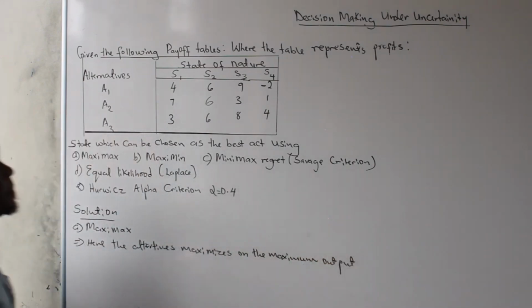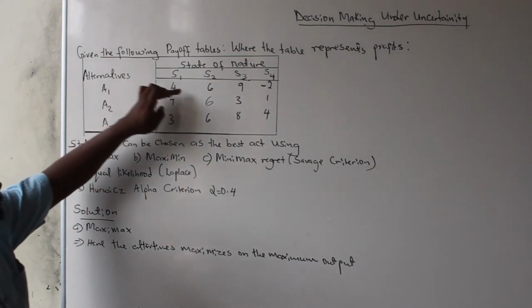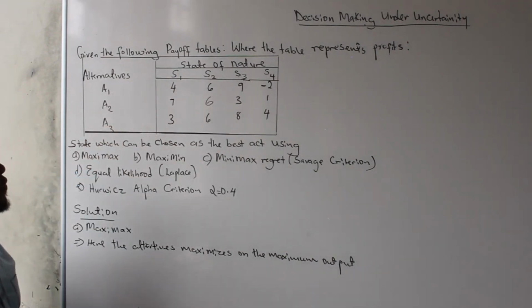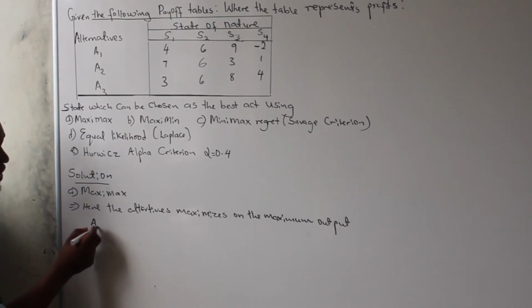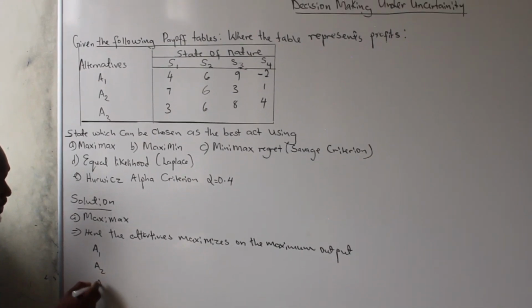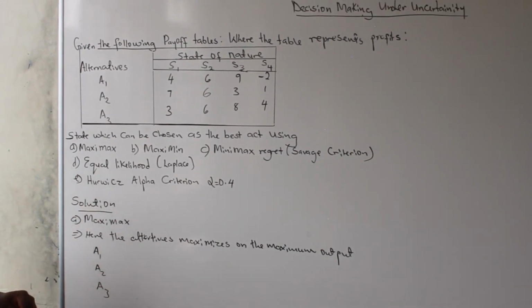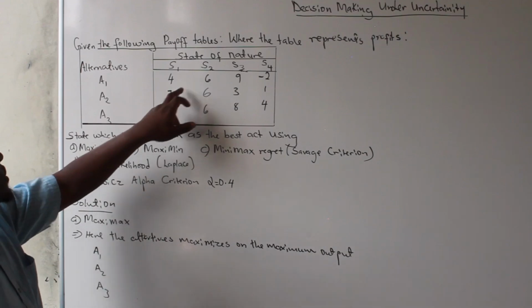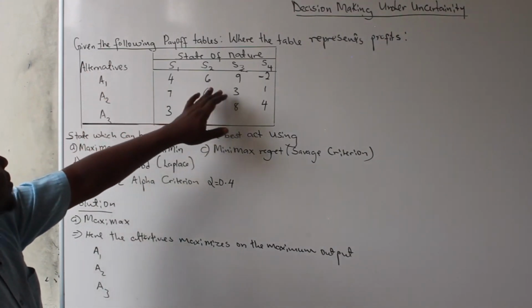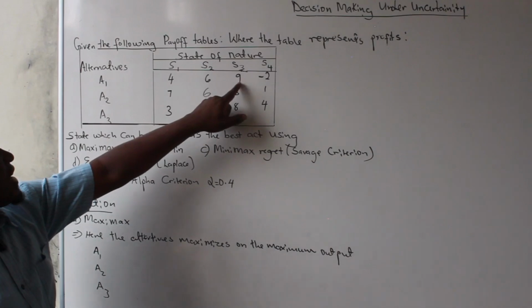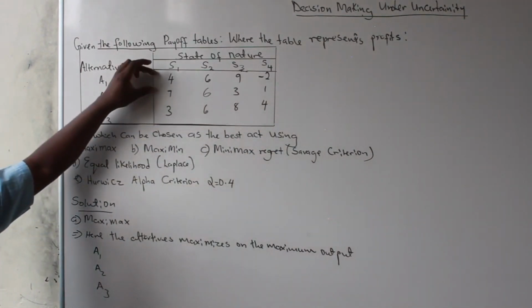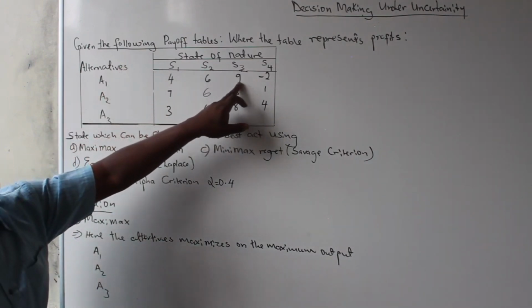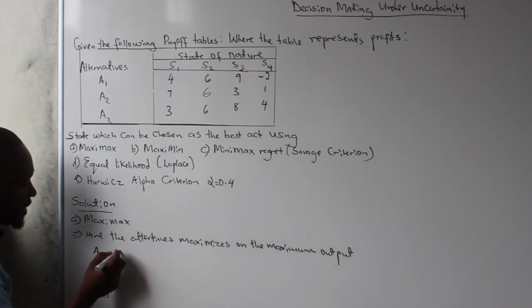You go back to your table, you look on the rows, and on each and every row you look for the maximum value. We have alternatives A1, A2, and A3. Under alternative A1, we have the payoffs 4, 6, 9, and -2. You look for the maximum payoff, which is 9. You write 9 there.